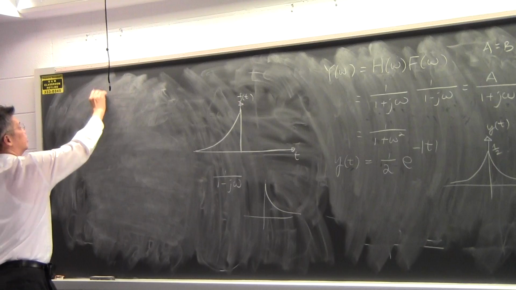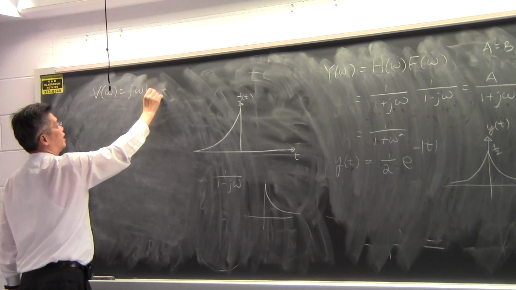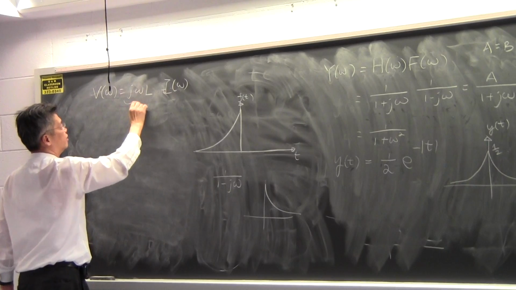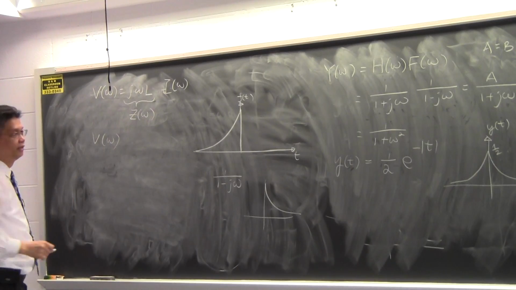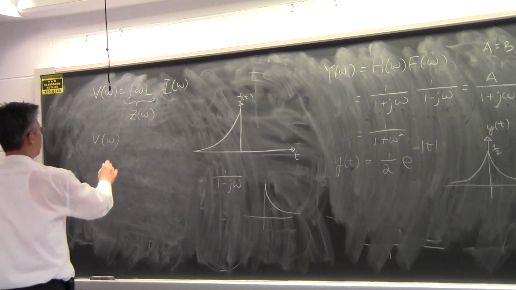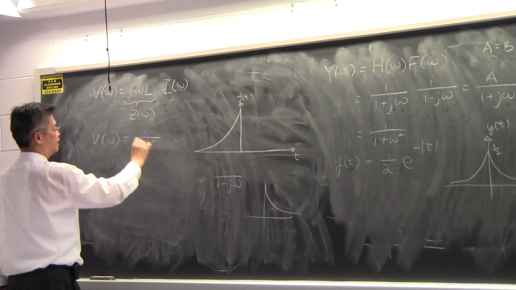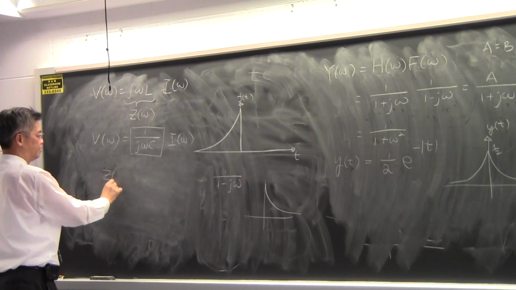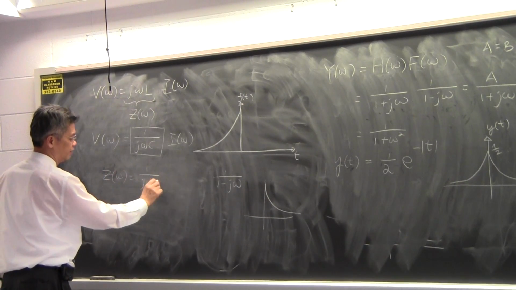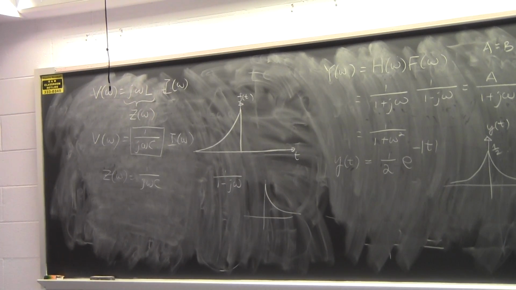Okay? So you have V of omega equal to j omega L times I of omega, and you can call this the impedance Z of omega. And for the capacitor, V of omega is equal to 1 over j omega C times I of omega. And then Z of omega for a capacitor is 1 over j omega C, just like what you have seen for phasors before. So there is more than one road to Rome. You can reach these very simplified equations by using phasor techniques or by using Fourier transform techniques.